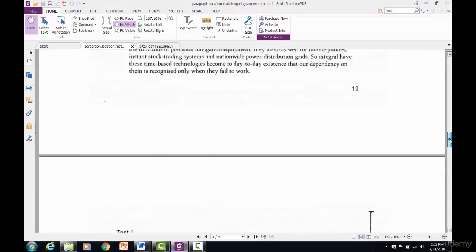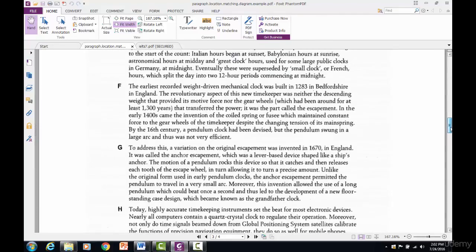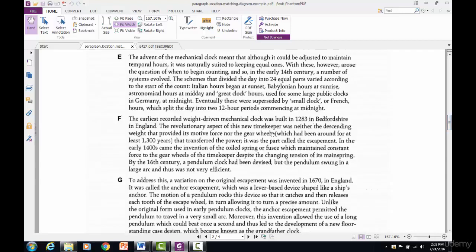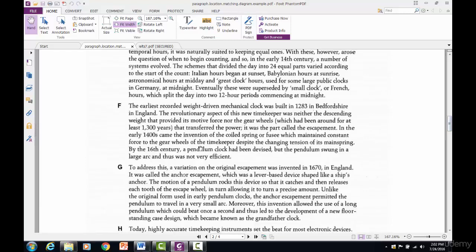Okay, and also when I was in this paragraph about England, there's England right there. Yes, I see something about a pendulum clock. I see something about a pendulum clock right here. Something about a pendulum clock.